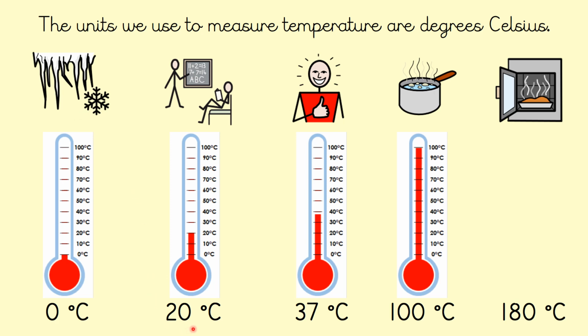The next temperature is an estimate. It's not exactly right, it's around about right. And that's room temperature. We say that room temperature is about 20 degrees Celsius. That can change depending on the weather outside, if there's a window open, if there's a radiator on, how many people are in the room, but most rooms are usually around 20 degrees Celsius.